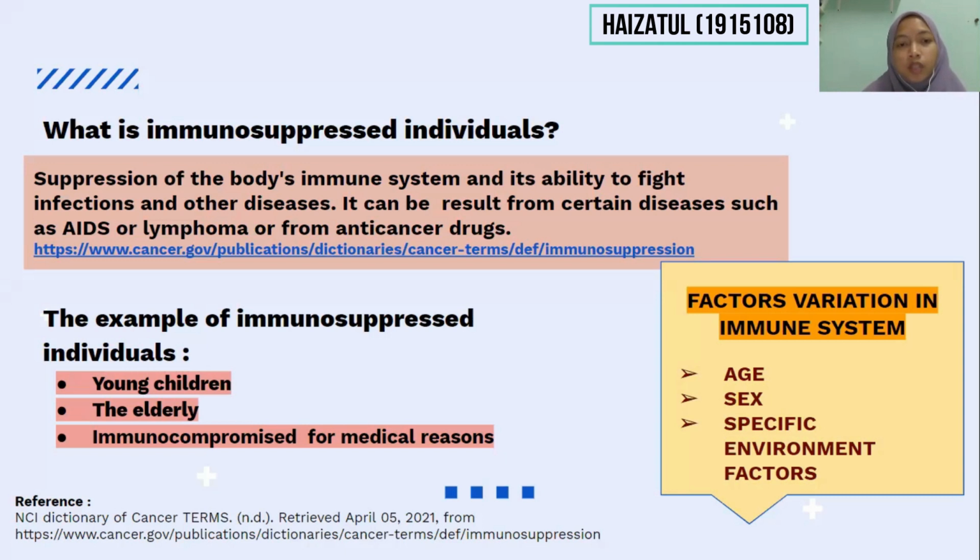Examples of immunosuppressed individuals are young children, the elderly, and the immunocompromised for medical reasons. Furthermore, the causes of immunosuppression in each population vary, and consideration of the underlying mechanism should be taken into account. Examples of factors that cause variation in the immune system are age, sex, and specific environmental factors.